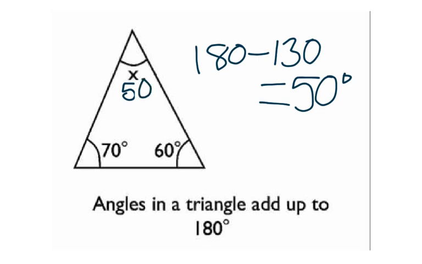degrees, which means it's definitely a scalene triangle. All 3 angles are different. And then I can add those up just to check. 70 plus 50 is 120, add 60 is 180. So that's my missing angle. That's the sort of work you're going to be doing today.